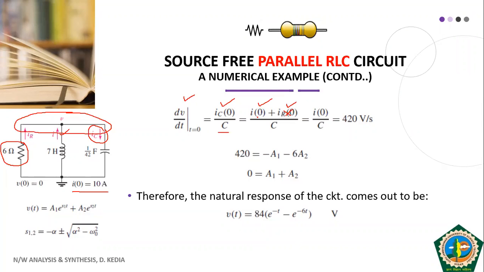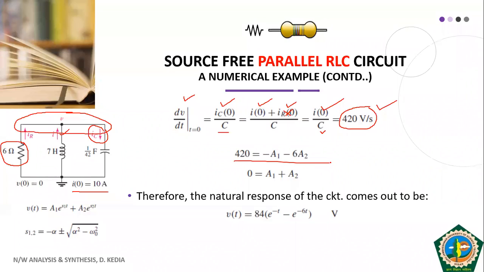Okay. But this I0 is not 0. This is given as 10 ampere. So this is 10. Capacitor value is 1 by 42. And this dV by dt at t equal to 0 comes out to be 420 volt per second. And why is it volt per second? dV is volt and dt is your second.